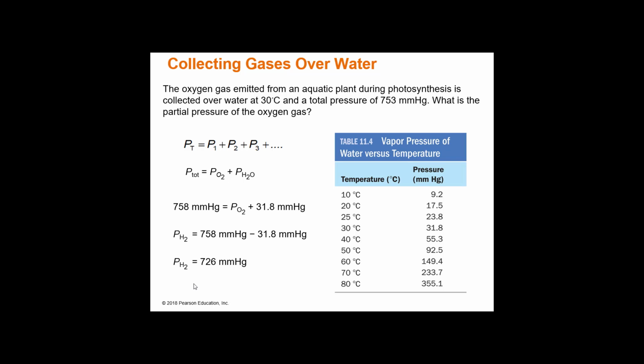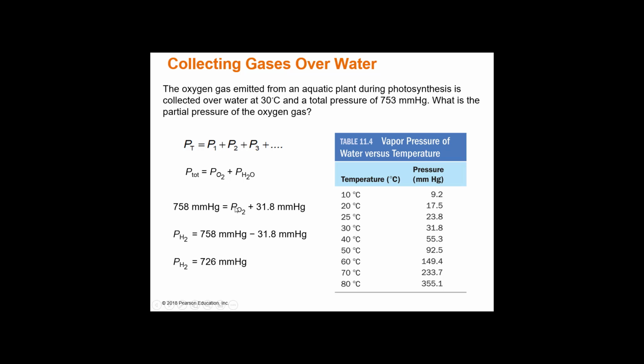The oxygen gas emitted from an aquatic plant during photosynthesis is collected over water at 30 degrees Celsius and a total pressure of 753 millimeters mercury. What is the partial pressure of the oxygen gas? We handle this the same way. I messed up on this one. This should be 753 and I put 758, so this number is going to be off by a little bit. But hopefully you understand the steps. So this should be 753.